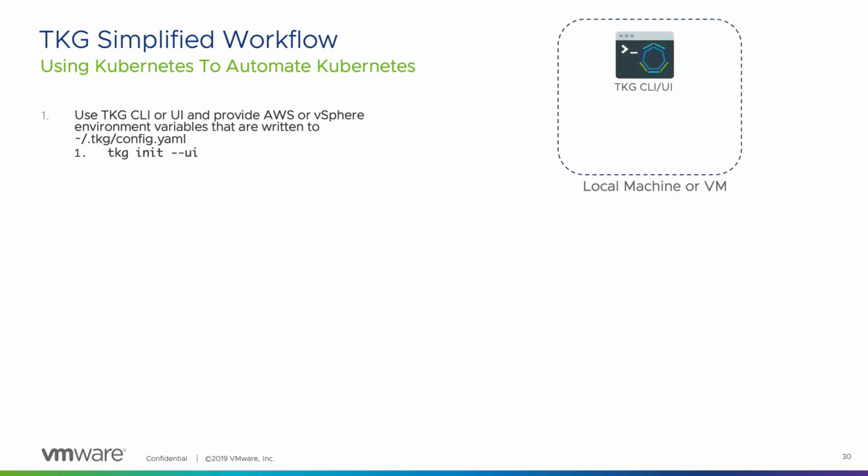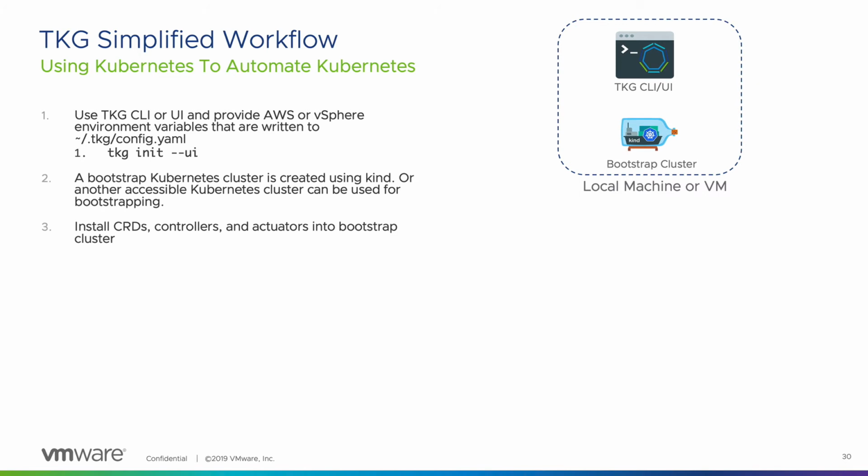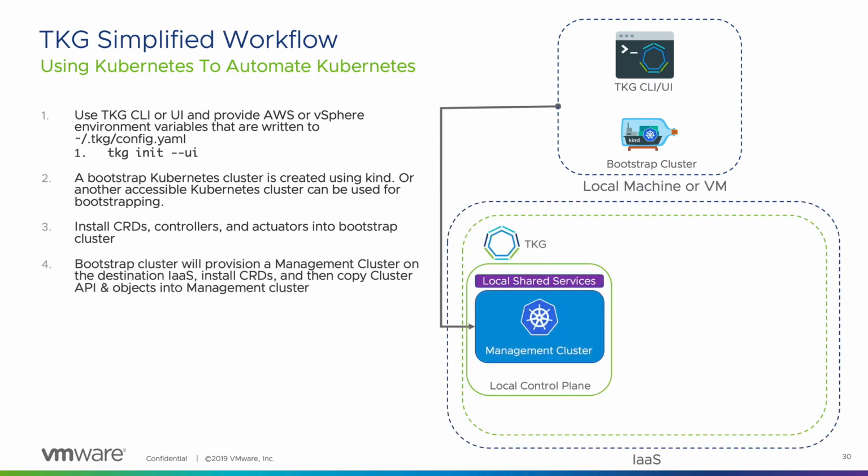So again, an easy way to visualize the workflow. Utilizing the TKG CLI, I am going to do an init using the UI. It's going to create a bootstrap cluster. When this bootstrap cluster is coming online, it's going to install my custom resource definitions, controllers, and actuators into that cluster. And then from there, I'm going to provision a new management cluster in the infrastructure of my choice. Then it's going to do the same exact thing, install those CRDs, everything like that.